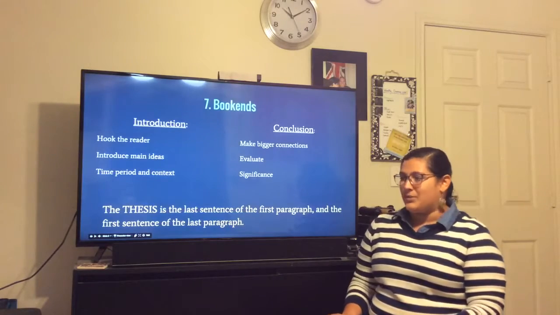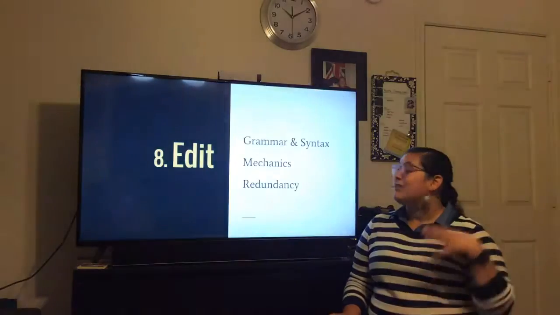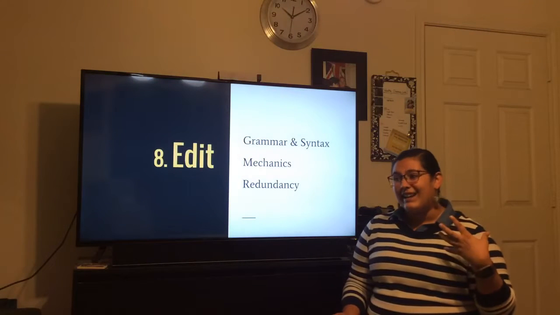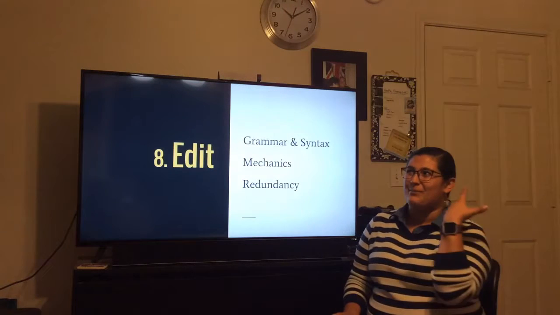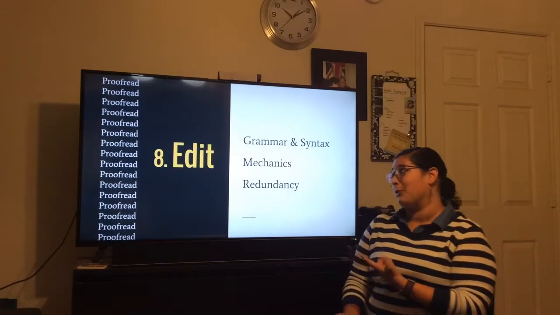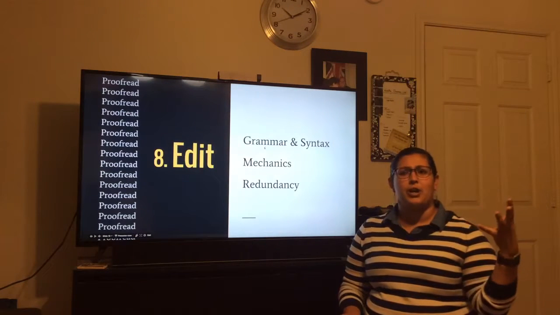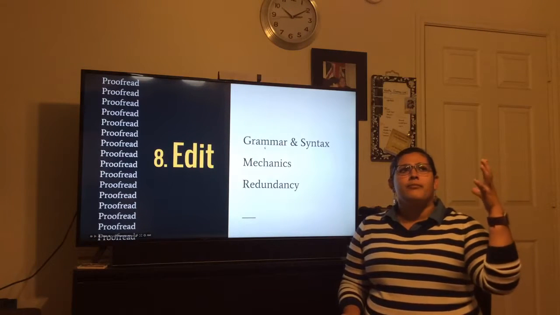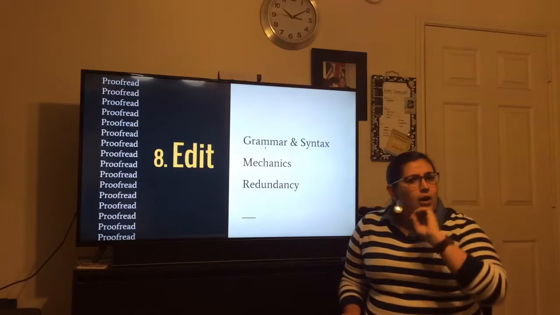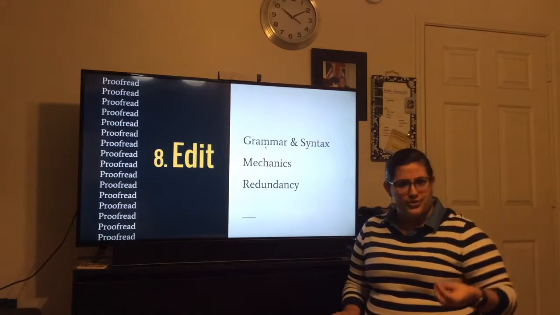So we've done our bookends, which means we now have every paragraph in our paper. So we have to do our final touches. And editing is not so fun because it means you proofread and proofread and proofread and proofread and proofread. You proofread for grammar. Remember, grammar is when we're talking about where words belong and putting sentences one by one and making sure that there's flow.